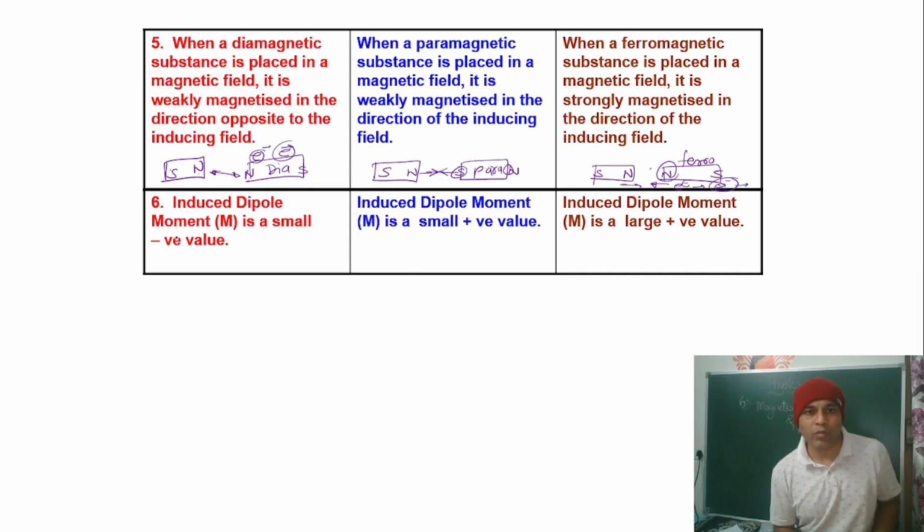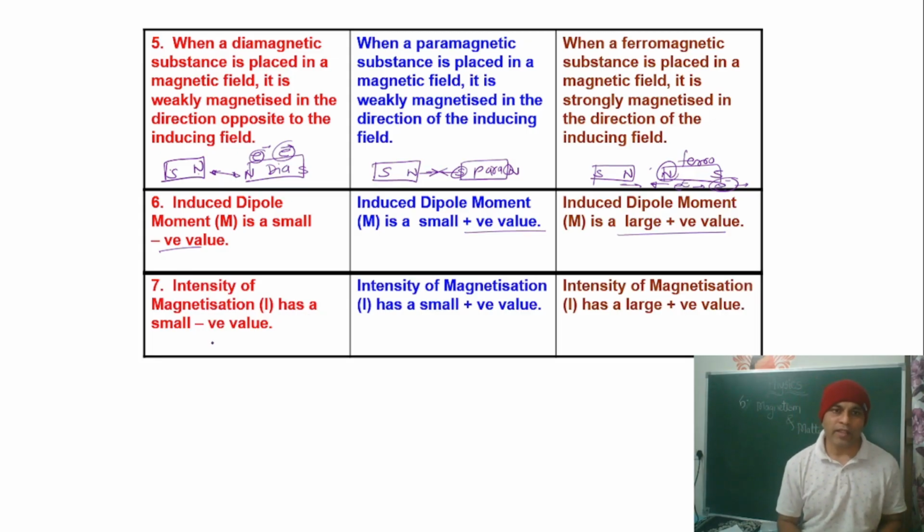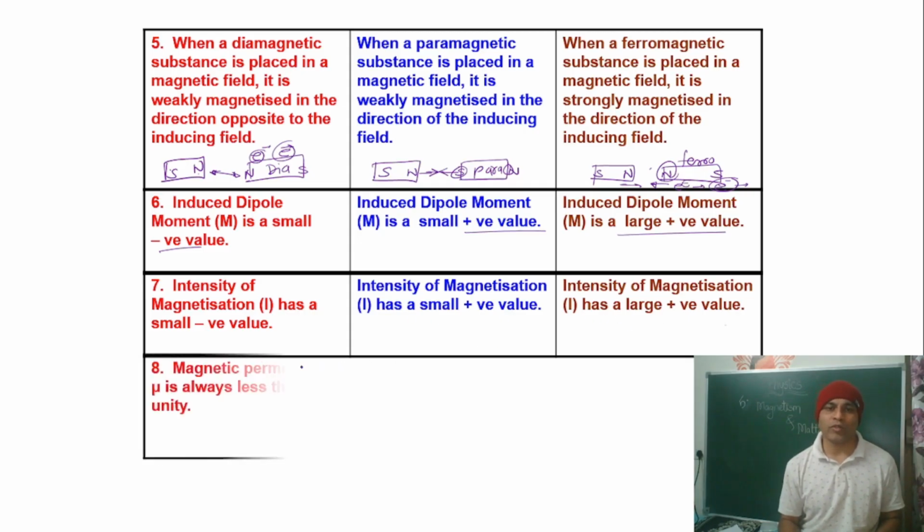The induced dipole moment M is small in case of diamagnetic material, with a negative value, repelling. For paramagnetic material, the induced dipole moment M is a small positive value, attracting. For ferromagnetic material, the induced dipole moment M is a large positive value. Next, the intensity of magnetization I has a small negative value, a small positive value, and a large positive value respectively.